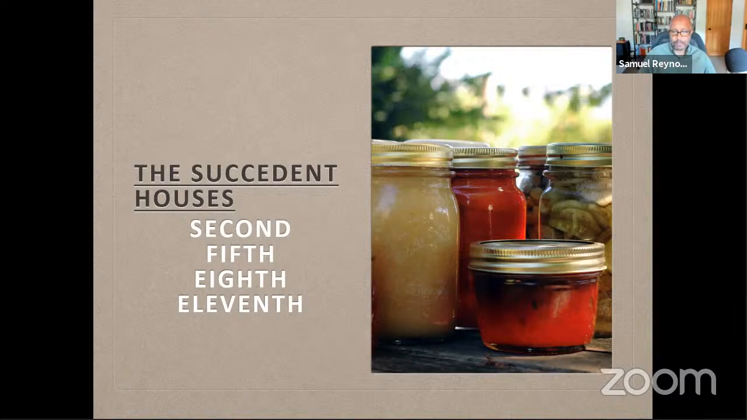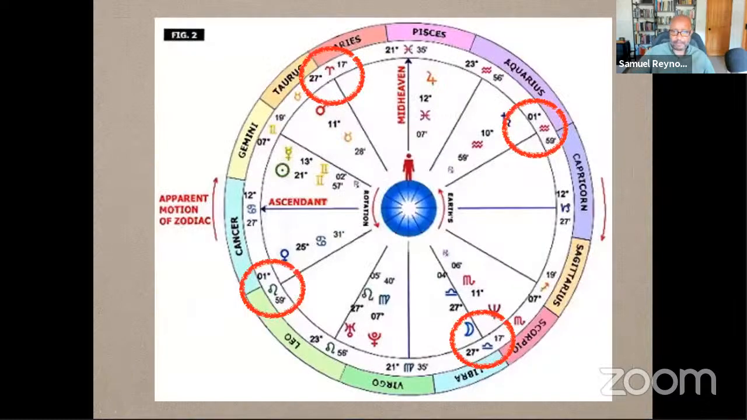Then there's the succedent houses. The succedent houses are the 2nd, 5th, 8th, and 11th. And I've highlighted them. Now, I'm going to tell you something, and I'm going to admit to an error that I had early in my career.